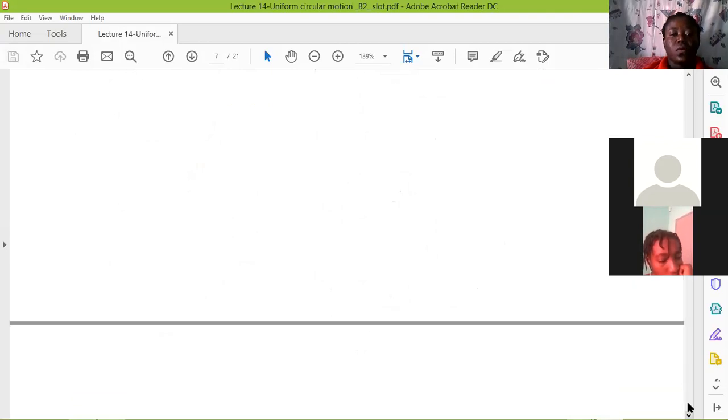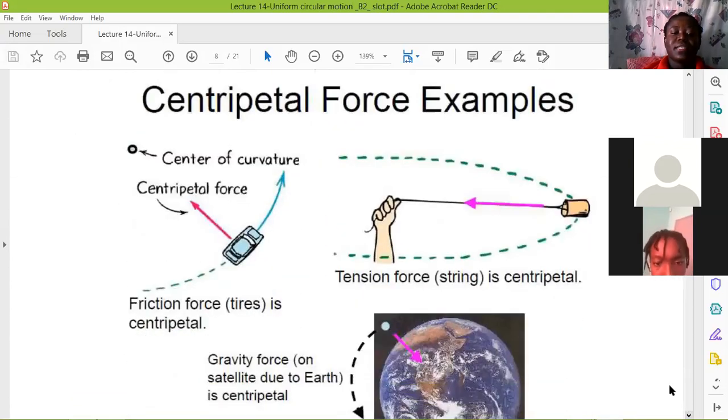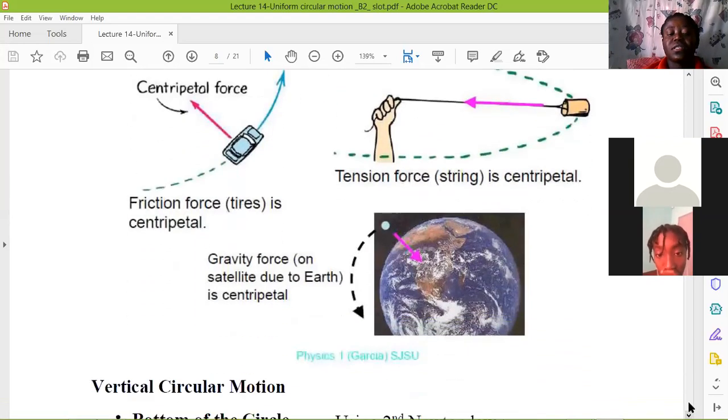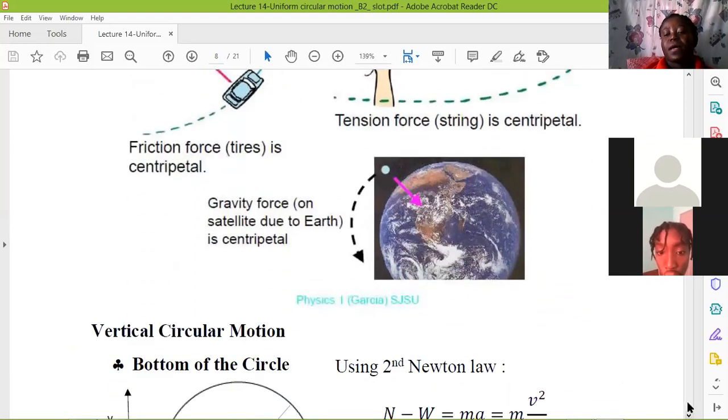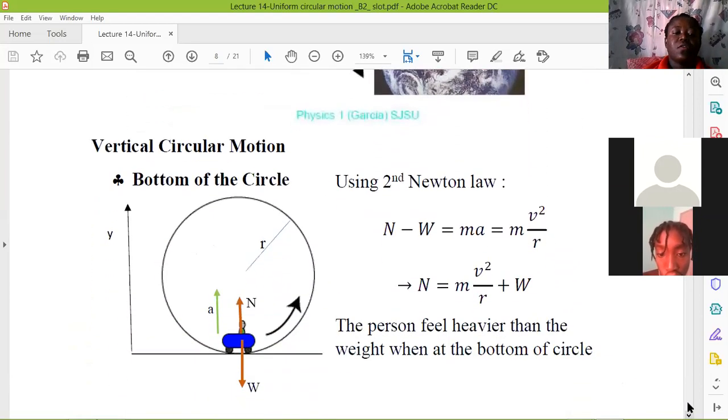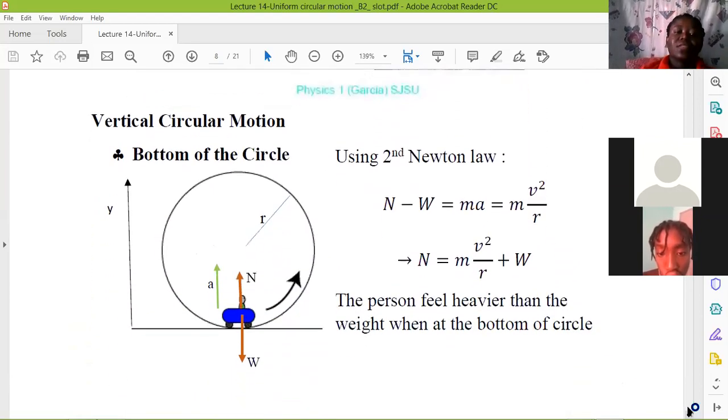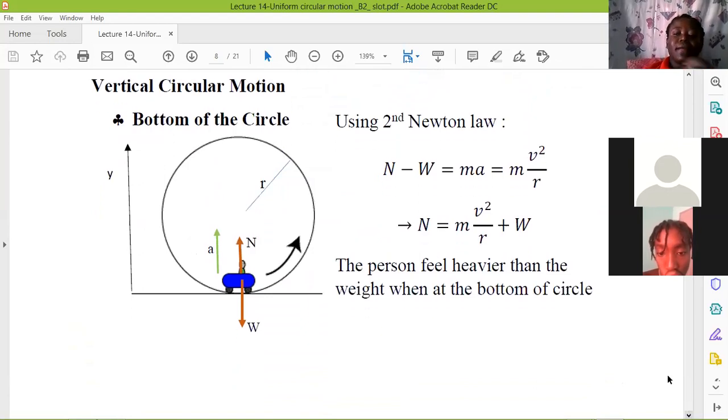Okay, so we have seen that there's a centripetal force for every object moving in a circle. If this is a car moving in a curve, you can see there is a frictional force on the tires. With a rope, there is a tension force. This is due to the earth's gravitational force, the gravity force.